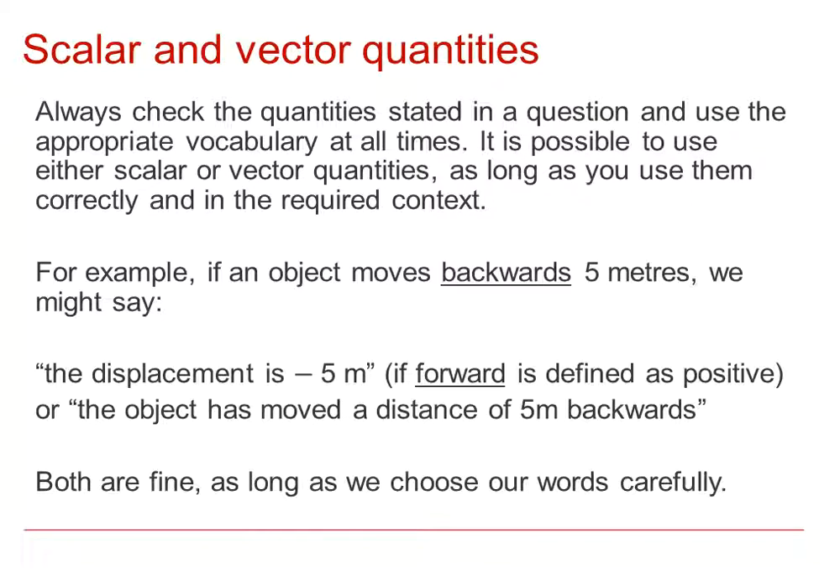Always check the quantities stated in a question and use the appropriate vocabulary at all times. It is possible to use either scalar or vector quantities as long as you use them correctly and in the required context. For example, if an object moves backwards 5 meters, we might say its displacement is minus 5 meters, if forward has already been defined as being our positive direction. Or we might say the object has moved a distance of 5 meters backwards. Both are fine as long as we choose our words carefully.